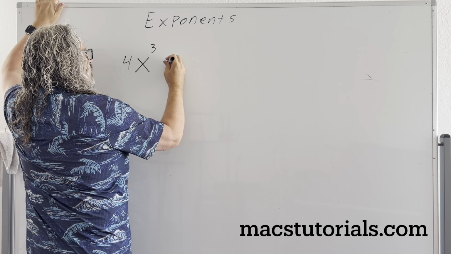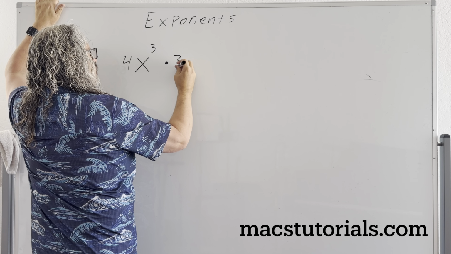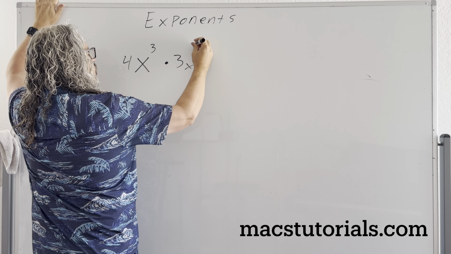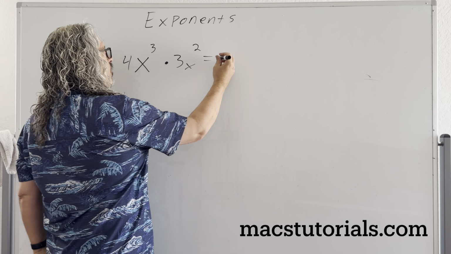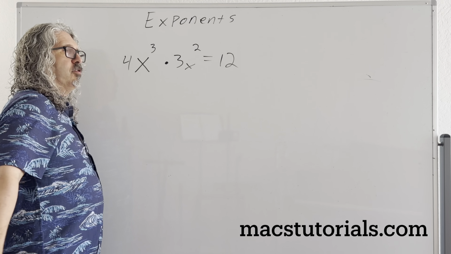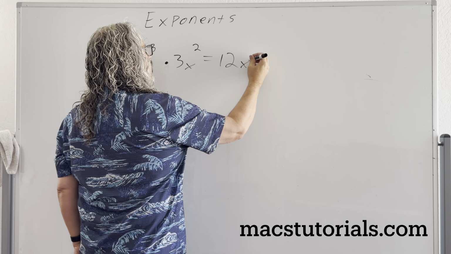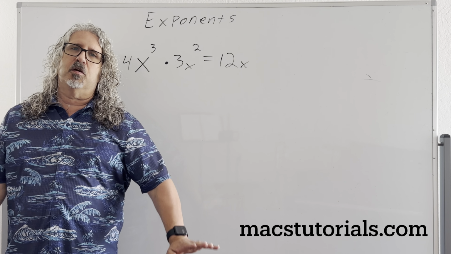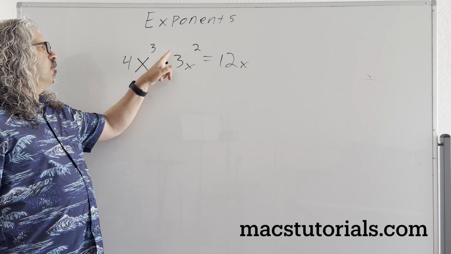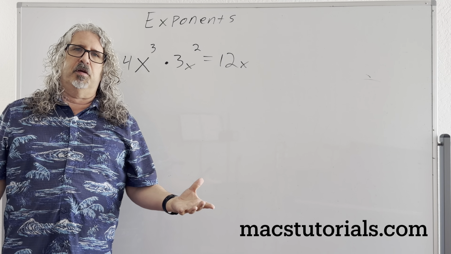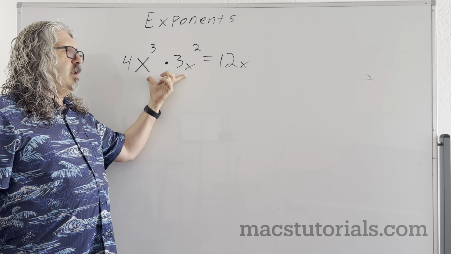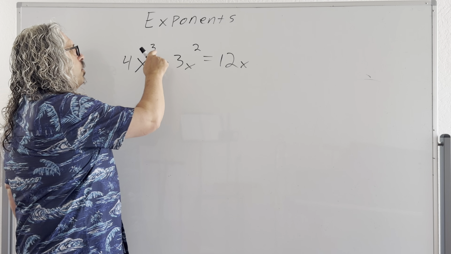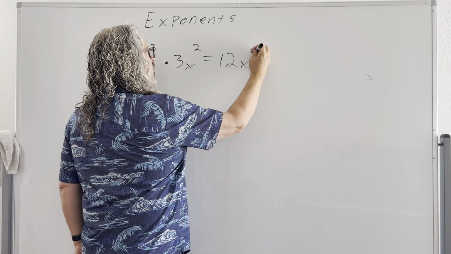Now I'm going to multiply this by 3x squared, okay? So here's what you do. The coefficients, you just multiply them together and you're going to get your 12. That's cool. But now, what are we going to do with the x's? Here's the problem that I see people do. They'll take the 3 and the 2 and they'll multiply them together. That's not what we do with the exponents. When we multiply things that have the same base, these are x's, what you do is you add the exponents.